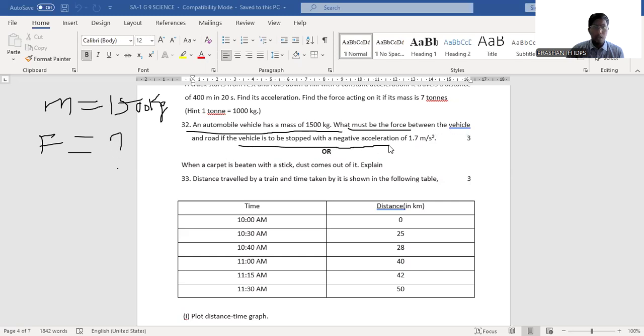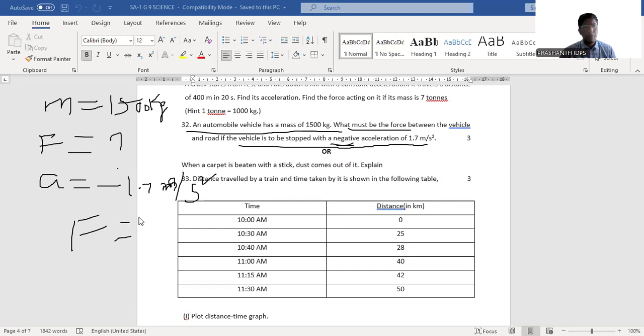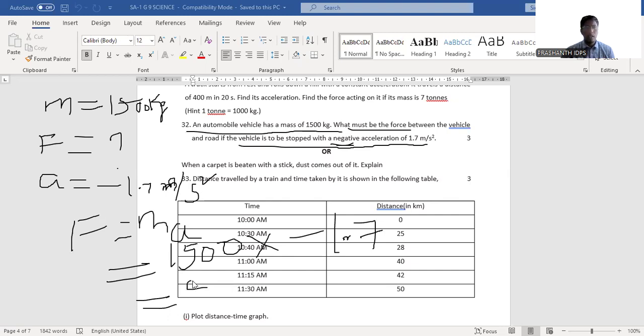If the vehicle is to be stopped with a negative acceleration, the word negative, if you see here, negative means minus. So a value is equal to minus 1.7 meter per second square. Negative acceleration is also called retardation or deceleration. Now, what is the formula previously? F is equal to m into a. So what is mass? 1500. Mass is 1500 into minus 1.7 meter per second square. So if you calculate, you'll get a minus answer. The answer will be minus 2550.